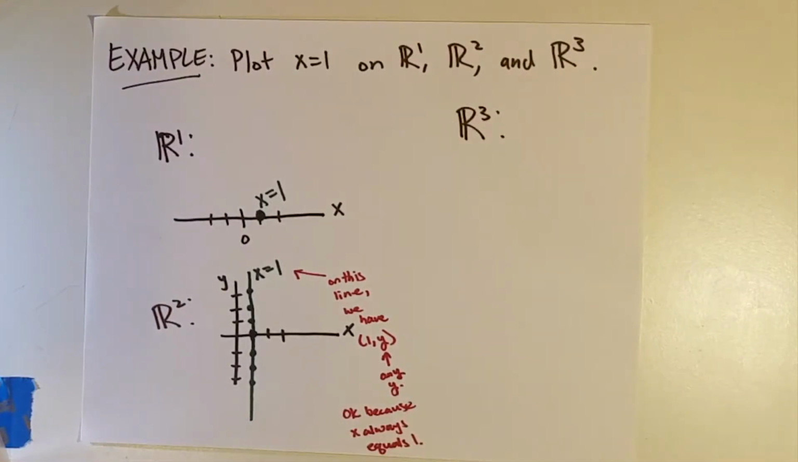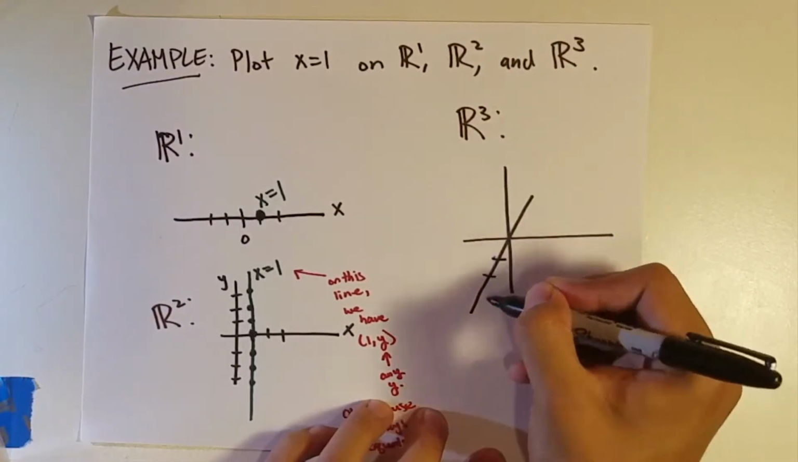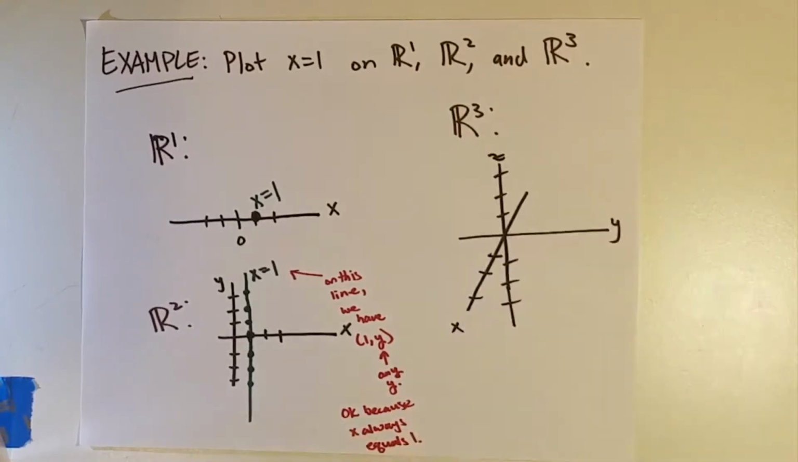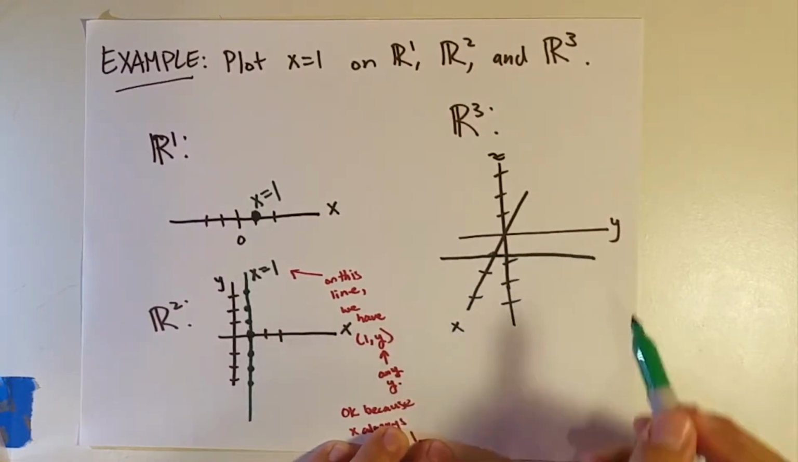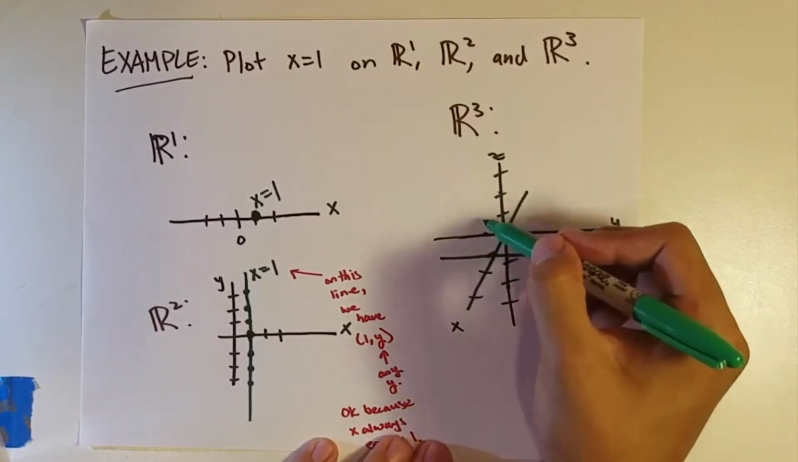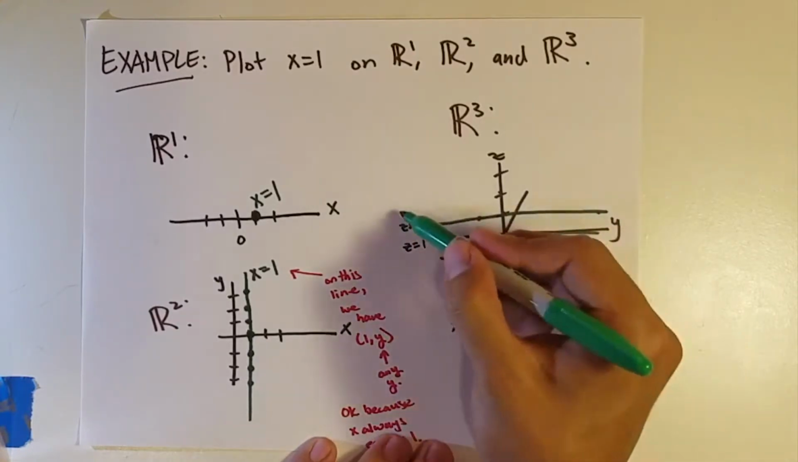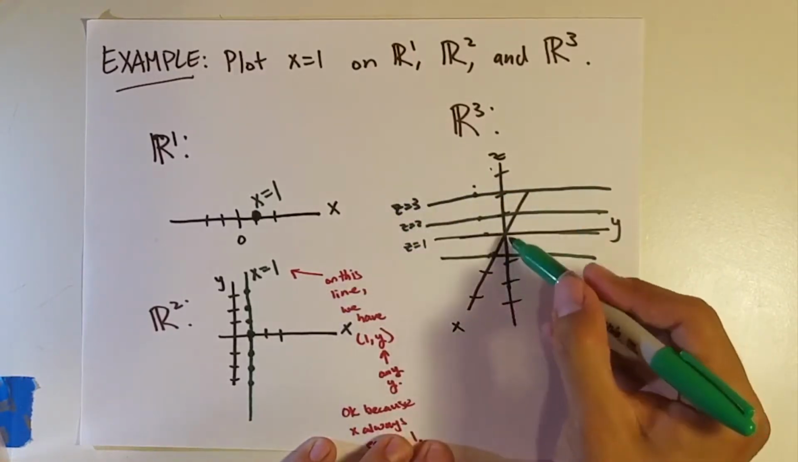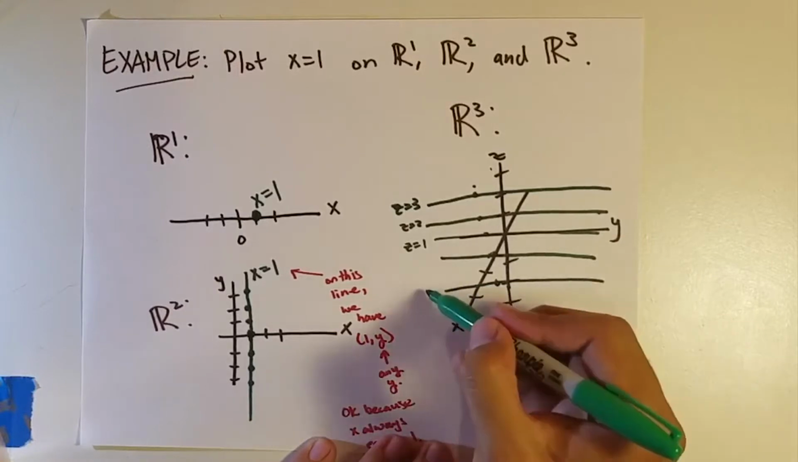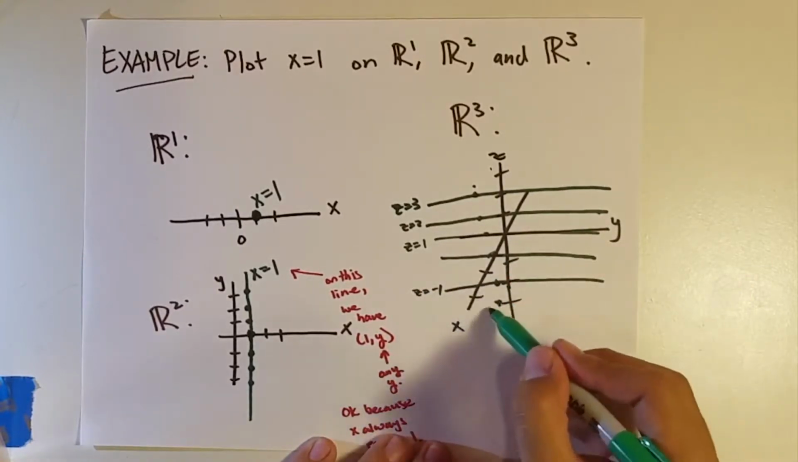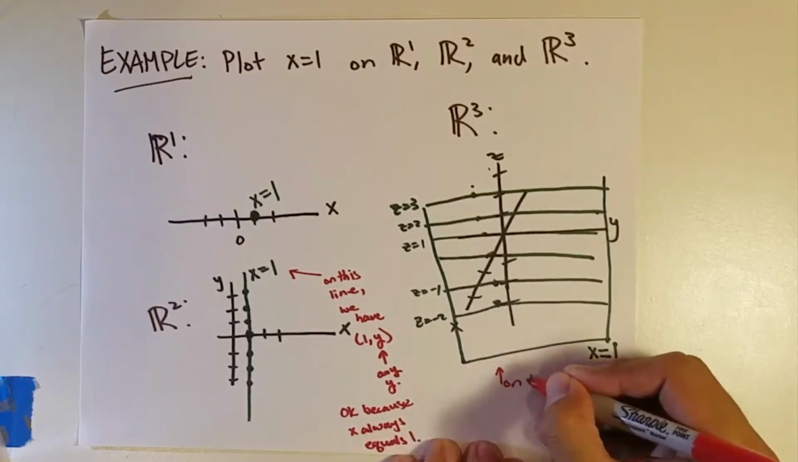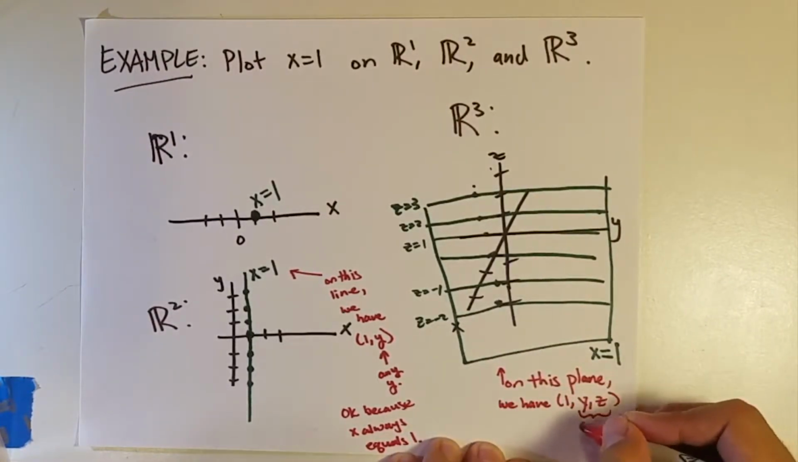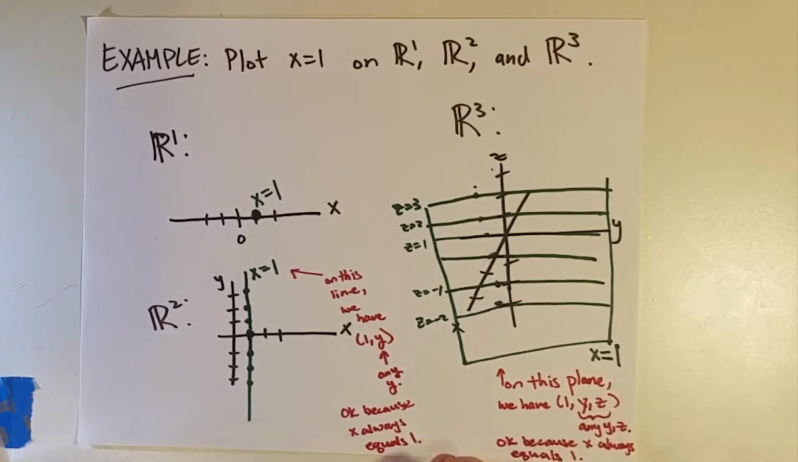Now let's plot x equals 1 on R3. Again, we need to find all the points such that x equals 1. Looking back at the line that we drew in R2, we see that this line works at z equals 0, but it also works at z equals 1, z equals 2, etc. And it also works at z equals negative 1, z equals negative 2, etc. Thus, we can construct a plane. This plane fulfills x equals 1 regardless of the y value and the z value.